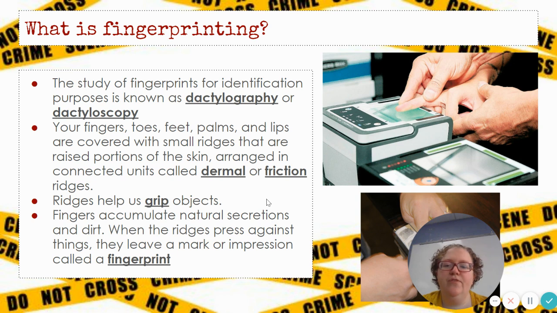Your fingers, toes, feet, palms, and lips all have ridges on them, which are raised portions of the skin. We call those dermal or friction ridges. Those ridges help us to grip objects. Those ridges on your fingers accumulate natural secretions like oils and dirt as we touch things. And then when those ridges press against something, they leave a mark or impression behind that we call a fingerprint.